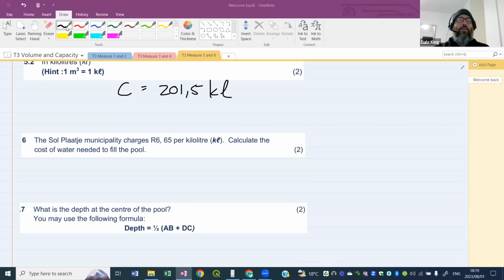All right, Lufuno, please help us out. What do we do here? Okay, so I have a different method. I'm not sure if other schools use it though. So what I do is I wrote it down: 1 kiloliter is equal to 6.65. Then I took the 201.5 and put it on the 1 kiloliter side.